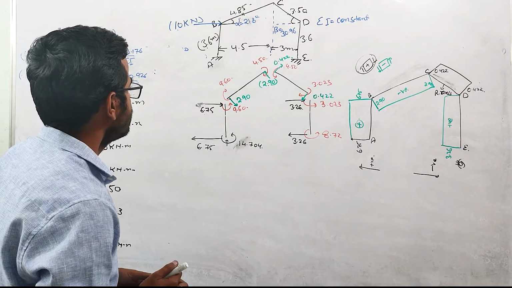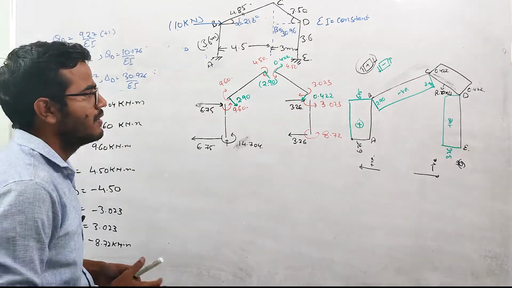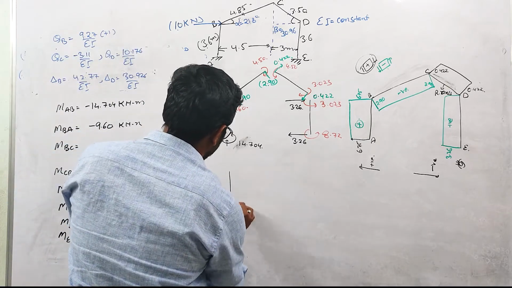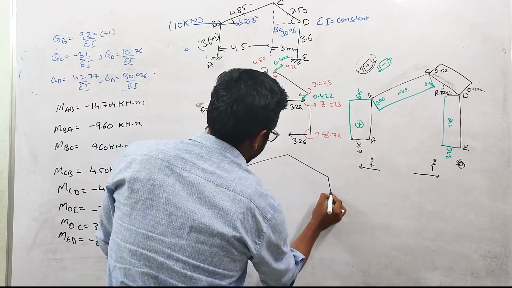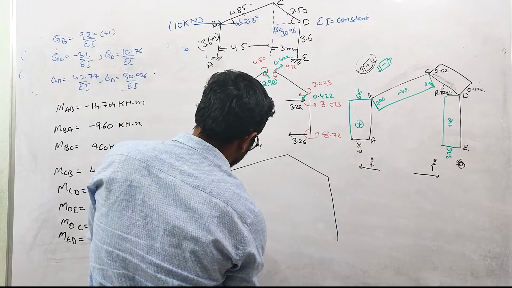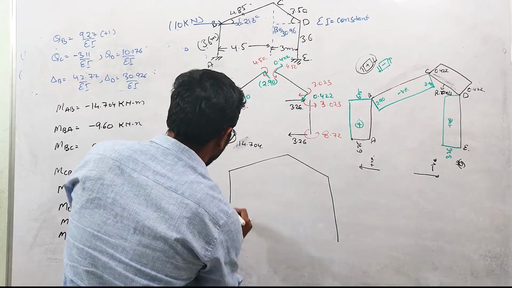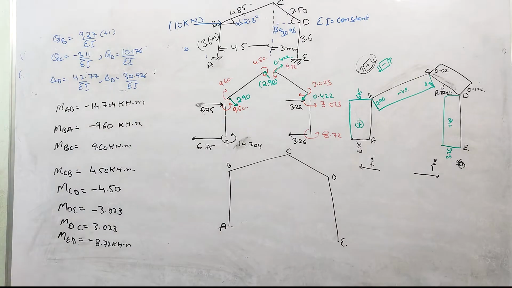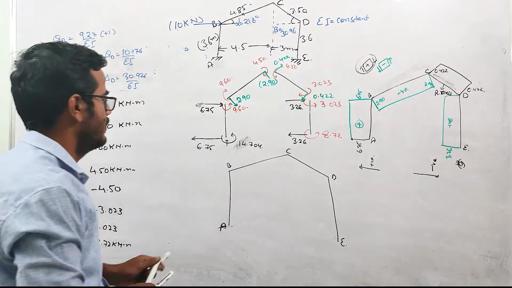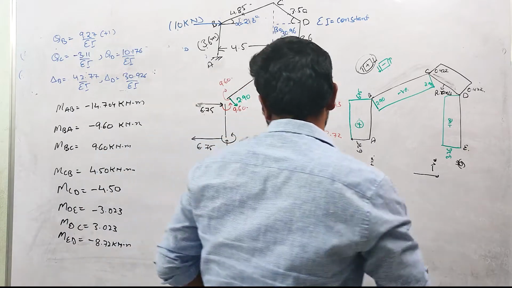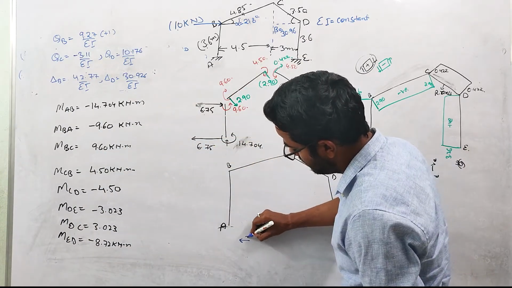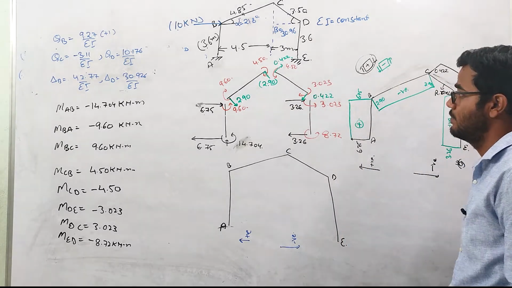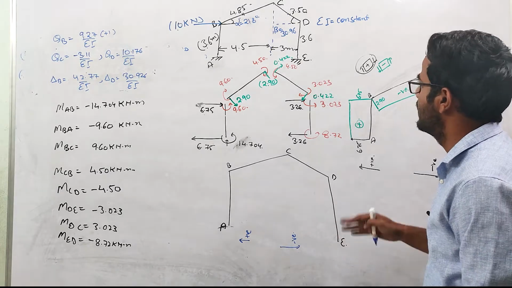Now this thing is done. Now we'll draw the bending moment diagram for this frame structure. This is our frame. This is A, this is B, this is C, this is D, this is E. We'll simply take the values of the end moments and plot them on this frame. Again, this direction is positive and this is negative. We have already discussed this in detail in previous problems, so I'm not going to repeat the same thing again and again.